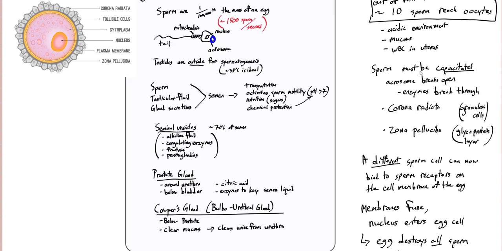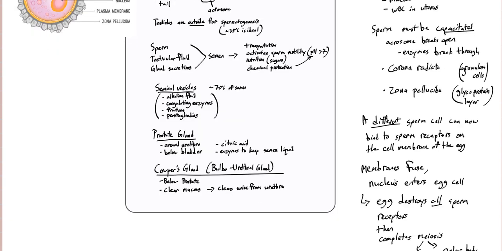By the time sperm get to do the fertilization, they need to be what we call capacitated. They need to be activated. And the acrosome on the tip of the sperm has to break open, and that also helps to break through the corona radiata, which is the layer of cells around the egg, and the zona pellucida, which is a thicker coating on the outside of the egg cell itself.